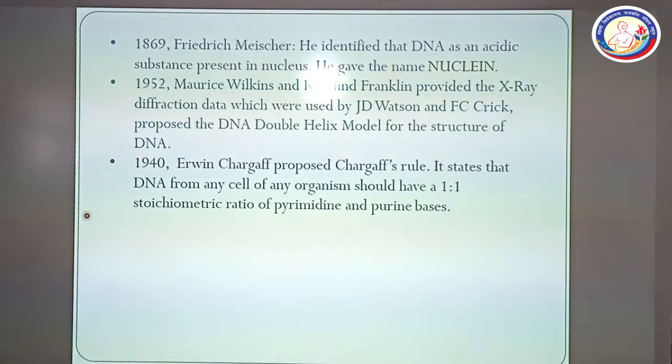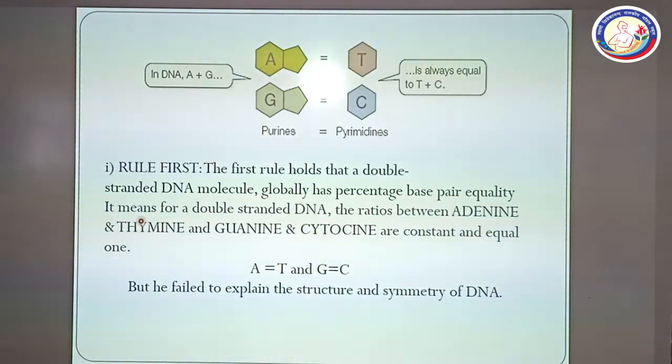In 1940, Erwin Chargaff proposed Chargaff's rule. It states that DNA from any cell of any organism should have a 1:1 stoichiometric ratio of purines and pyrimidines. It means DNA always contains equal quantities of purines and pyrimidines. You can see this is adenine and guanine. Adenine bonds with thymine and guanine bonds with cytosine.